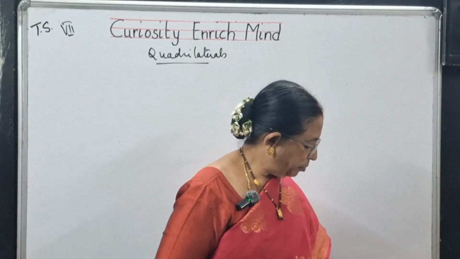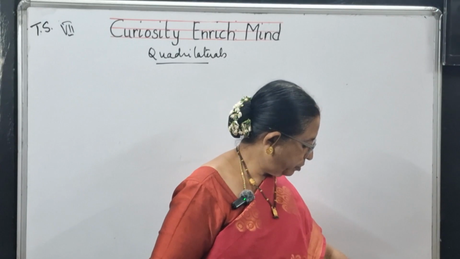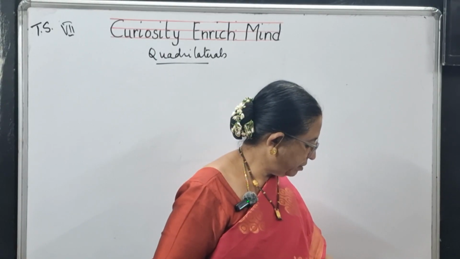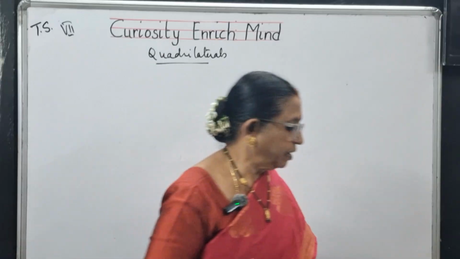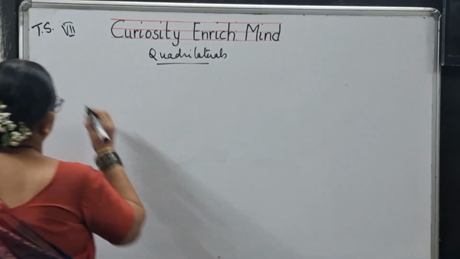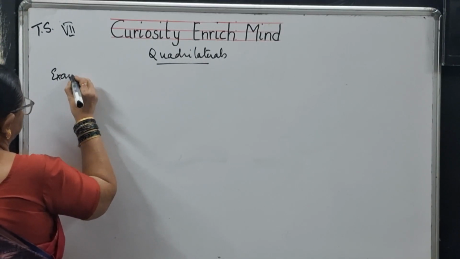Now in the previous class, I have taught you about the sum of the angles of a quadrilateral, that is 360 degrees. Now let me teach example 1.